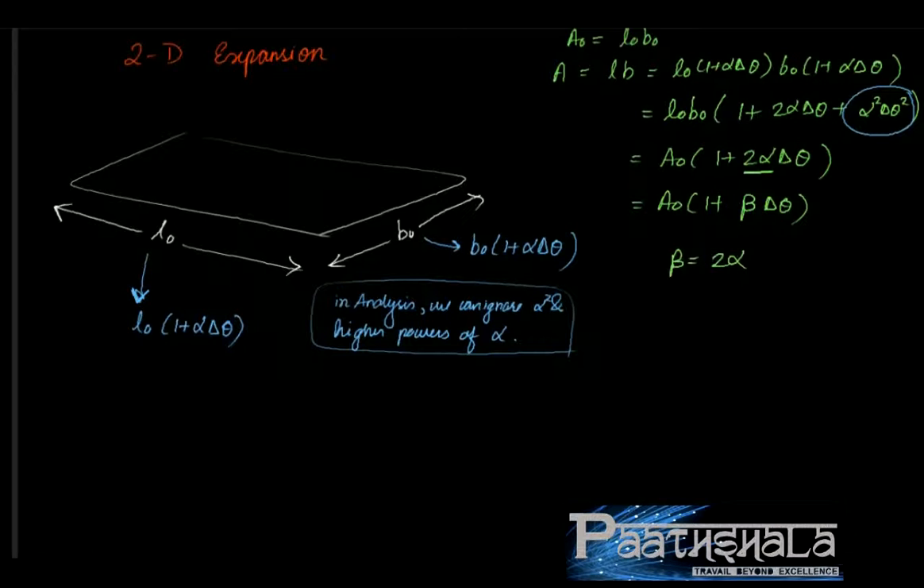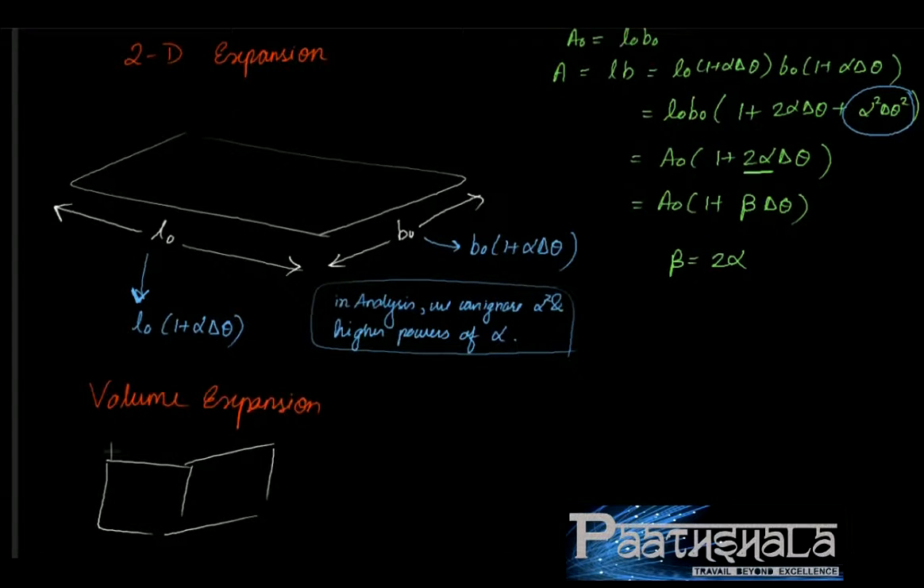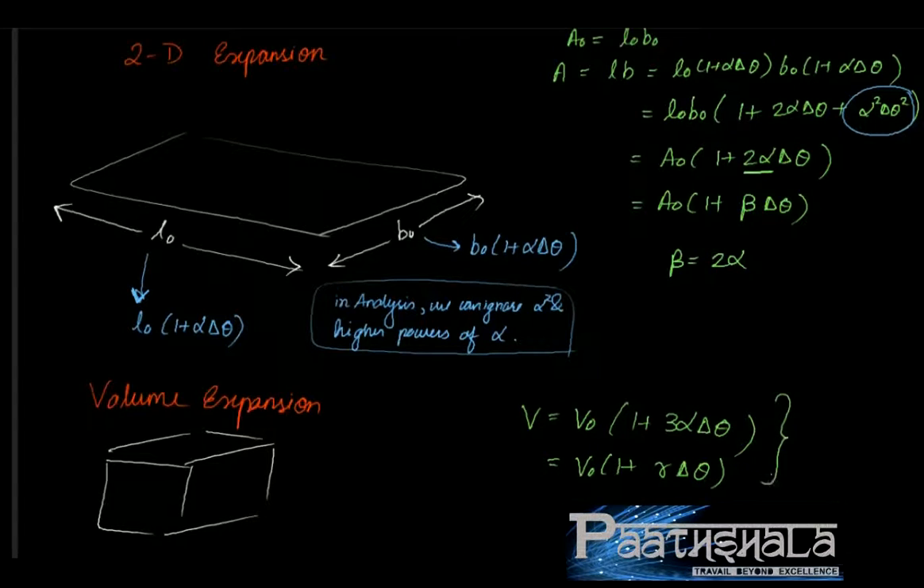Similarly, if we look at volume expansion, and let us say we draw a diagram of a cube or a rectangular parallelepiped that expands along three directions, again what we are bound to get is V is equal to V naught into 1 plus 3 alpha delta theta, which is equal to V naught into 1 plus gamma delta theta. You are invited to verify this yourself.